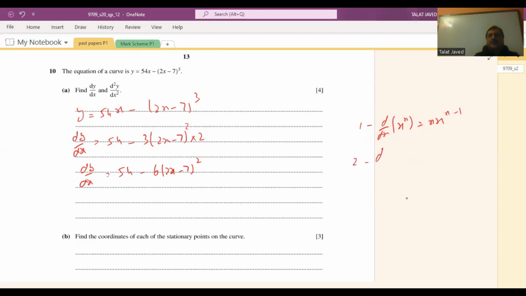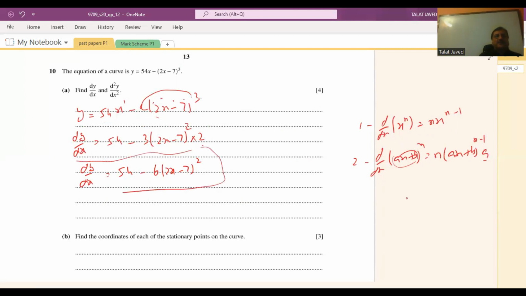The second formula is like this. We have ax plus b whole power n. Take the power down, into ax plus b raised to power n minus 1, and without the power its derivative is a. In both formulas, this power is 1, 1 comes down, 54 into 1, subtract 1 from its power, we get 54 minus this. Subtract 1 from its power, we get 2, and without the power, the derivative of 2x is 2. So 3 times 2 is 6, and this is the first derivative.